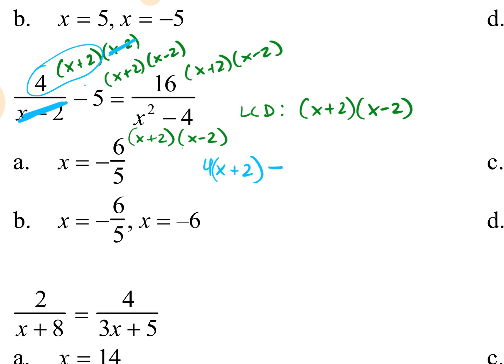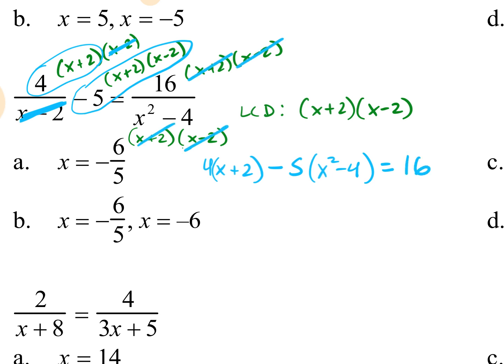Minus, the next one we don't have anything to cancel, so we have to multiply negative 5 times x plus 2 times x minus 2, or negative 5 times x squared minus 4, because that's the same as x plus 2 times x minus 2. And then that would be equal to the last one, x plus 2 and x minus 2 cancels. So here it's just equal to 16.